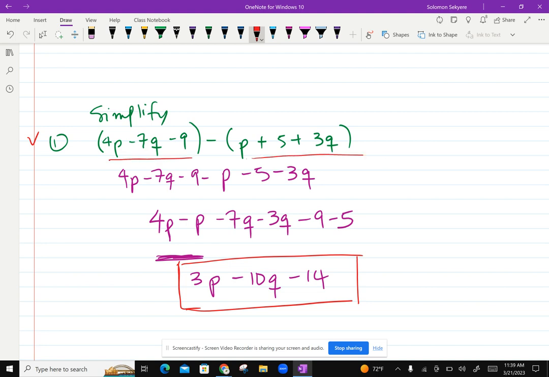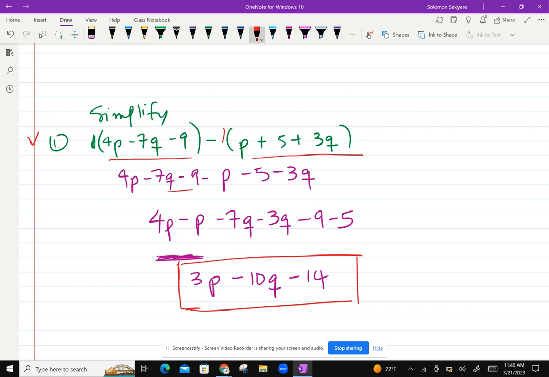Okay, so whenever you don't see any number before the parentheses, just know that it is one. There's one there. Okay, so over here, the same thing. Just put one there. So what does this mean? That means you're going to use one to multiply everything in the parentheses here, which becomes 1 times 4p, 1 times negative 7q, and 1 times negative 9, which is the same.